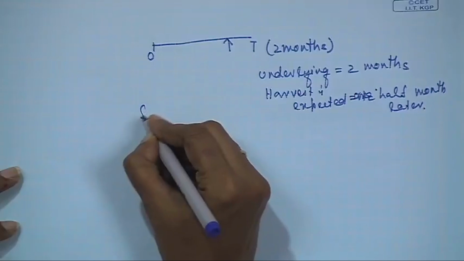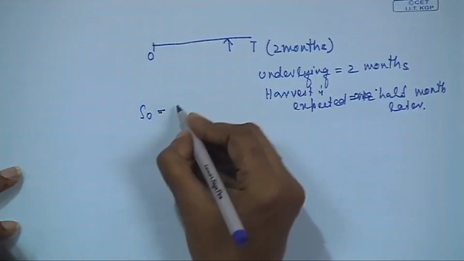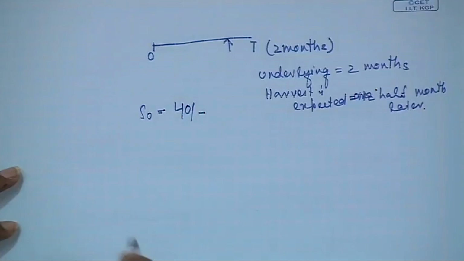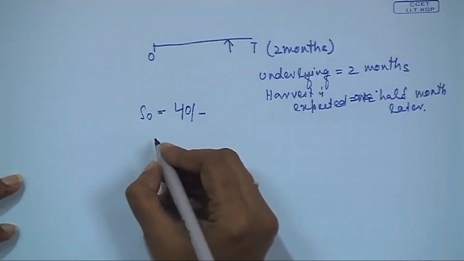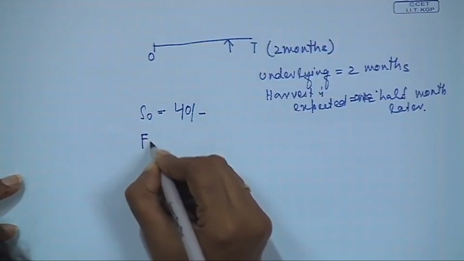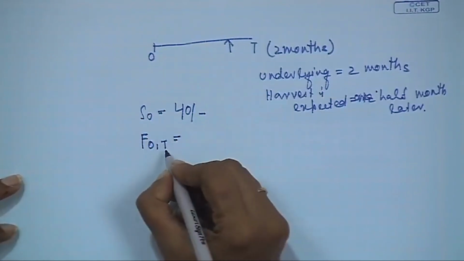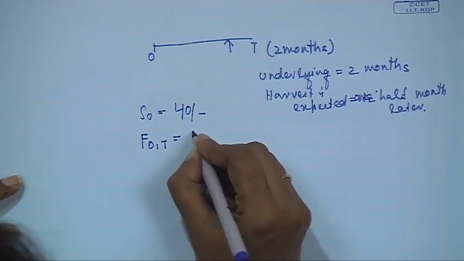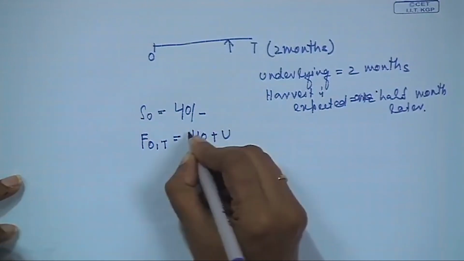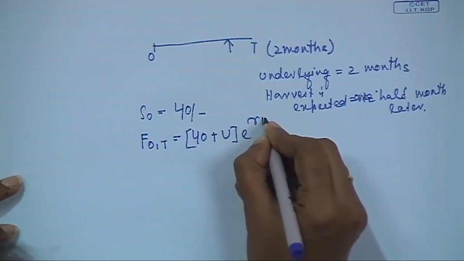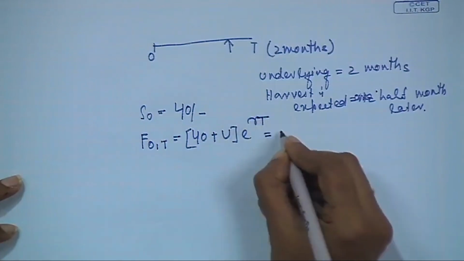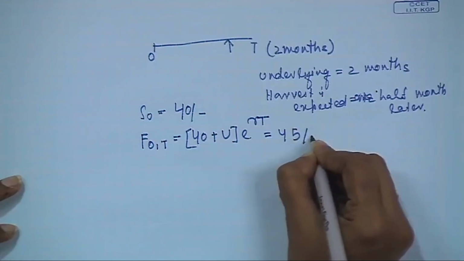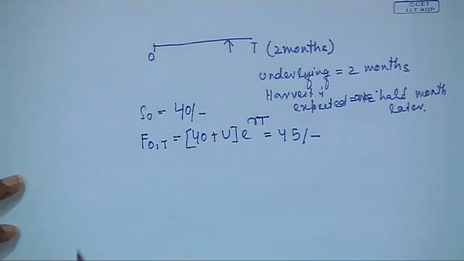So what is the spot price? Because of the supply constraint, let's say potato is quoting at 40 rupees in the spot market. So you go to a spot market, in a local market or in an important mandi, potato is quoting at 40 rupees a kg. So based on the cost of carry model, what is going to be the theoretical price? F0T, and T is your 2 months. So S0 of 40 plus some storage charges multiplied by e to the power RT is going to be, let's say, 45 rupees. So this is going to be our theoretical price.